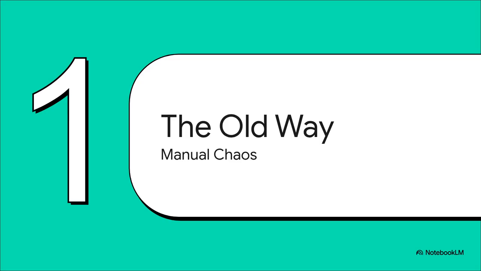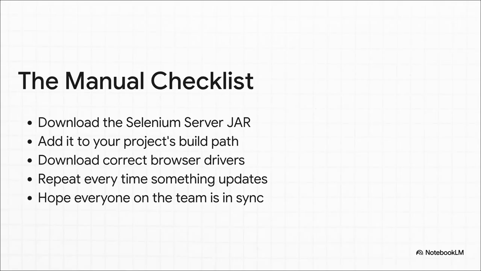So to really get why Maven is such a game changer, we gotta talk about the pain first. Let's take a closer look at what this manual chaos actually looks like, especially for something super common like setting up a Selenium project. This is the checklist from heck, right? First, you gotta go hunt down the main Selenium jar. Then you have to manually wire it into your project's configuration. Then you need the right driver for Chrome, the right one for Firefox, and the real kicker is when your browser updates or a new version of Selenium comes out, you're back to square one, doing it all again.